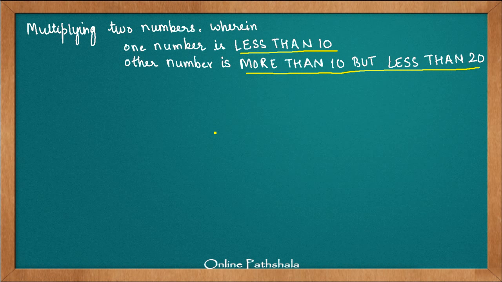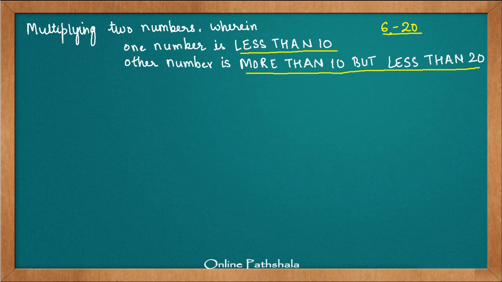Hi, so welcome back to our discussion on Vedic Mathematics, and in this video we will try to cover one more case where you have one number which is less than 10 and the other number is more than 10 but less than 20. So the whole idea of doing the first three videos is to give you a method wherein you can quickly multiply the numbers from 6 to 20, where both the numbers are from 6 to 20.